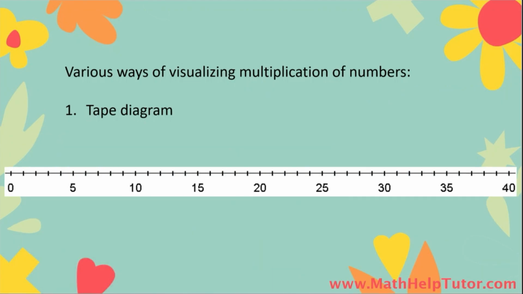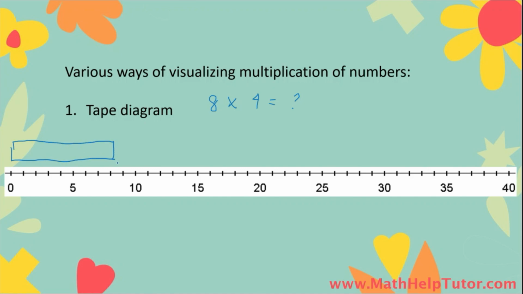Let's try a bigger number this time, say 8 times 4. So what that means is we have a strip which is 8 numbers long, and we're going to multiply it or repeat it 4 times. So let's say we have 8 times 4, and we're going to find out what the answer is. So we have a strip that is 8 numbers long. It's 1, 2, 3, 4, 5, 6, 7, 8.